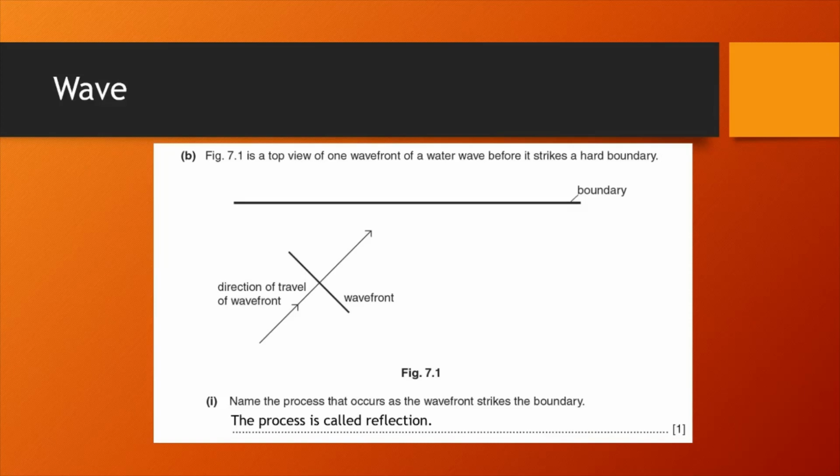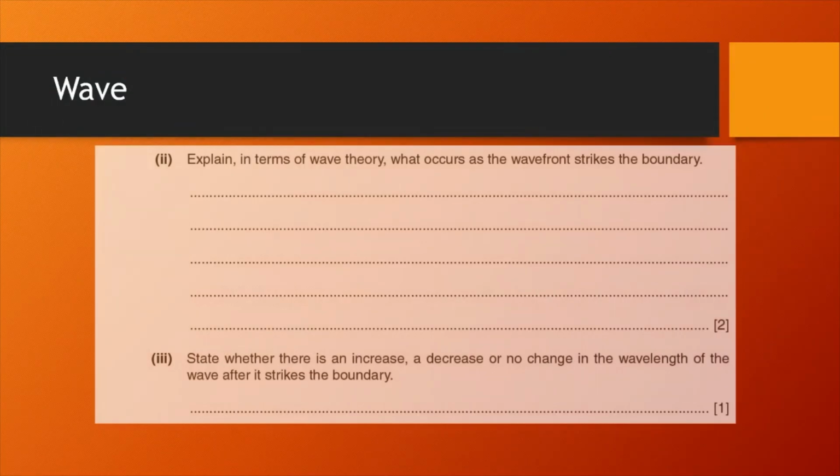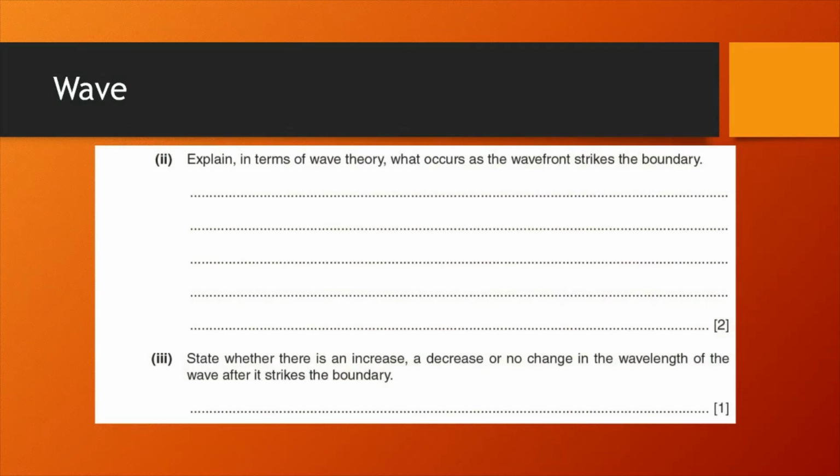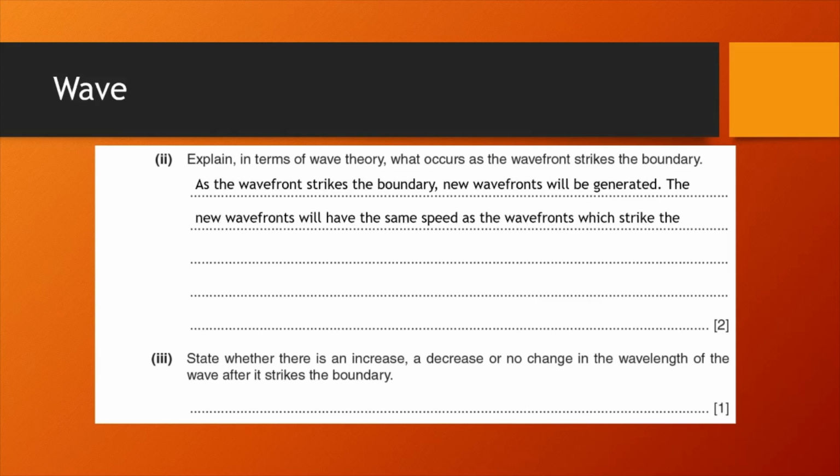Question 7b II. Explain, in terms of wave theory, what occurs as the wavefront strikes the boundary. As the wavefront strikes the boundary, new wavefronts will be generated. The new wavefronts will have the same speed as the wavefronts which strike the boundary.